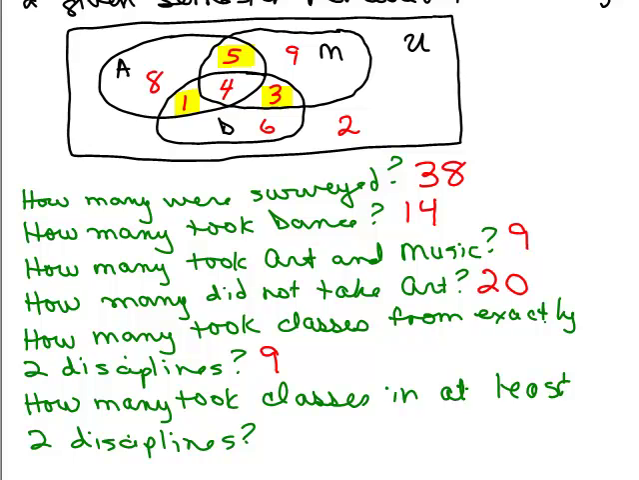Now, if I said they took at least 2 disciplines, what if I would have asked that? So at least 2 disciplines, I would also get to include this 4 in the middle, right? So I'd have the 1, 5, 3, which was 9, plus 4 more. So that would be 13. Now there are so many different questions you could ask. These are just 6 questions I could ask from looking at this picture.